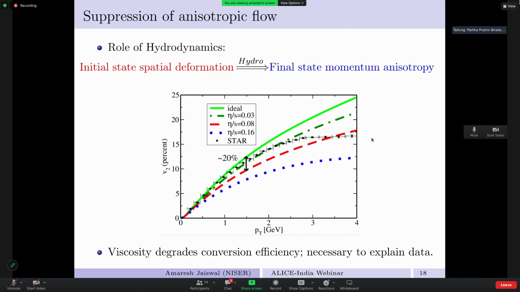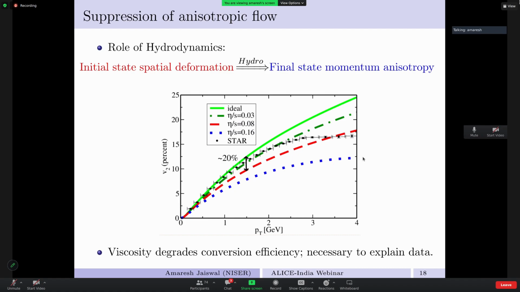Amaresh: Yes, you have used eta by s 0.03. Is it lower than this case, which is 0.08? Yes, this is what Romatsky used. This figure is not mine, but he checked three values just to test. For example, this one, the solid green one, is eta by s equal to 0, which is the ideal case.